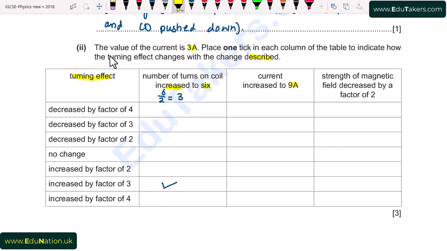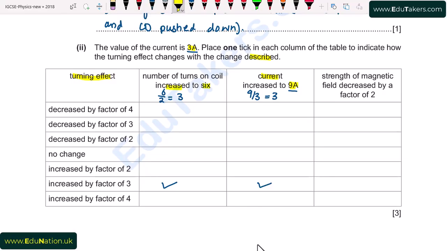Current increased to 9 ampere. First of all, it is given that the current is 3 ampere and then it increases and becomes 9 ampere. So it will be 9 by 3, that is equal to 3. It means that when we increase the current, the turning effect also increases, and in this case the turning effect increased by a factor of 3. So I tick here the turning effect increased by a factor of 3.